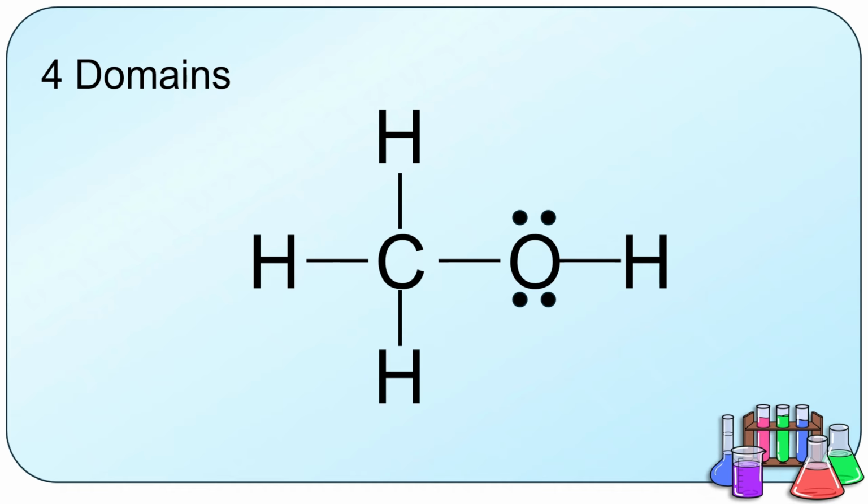Finally, let's look at four domains, like the carbon here. By now you probably know the pattern. First orbital to contribute is s, and the rest are p. This carbon is sp3 hybridized. This oxygen also has four domains. It is sp3 hybridized. All atoms with four domains are sp3 hybridized.